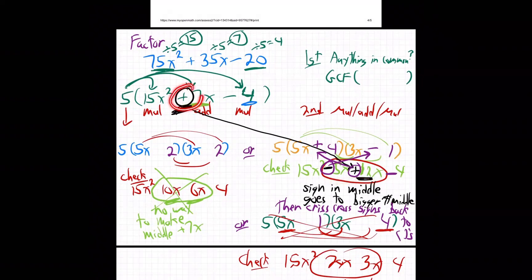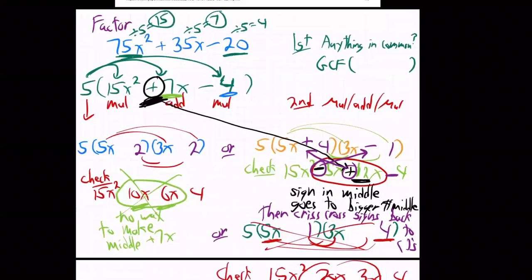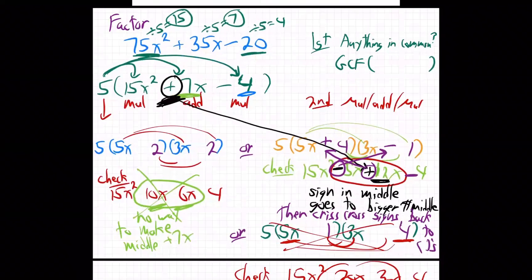How do you do the signs? Once we know we can do it, then we find the sign. Sign in the middle goes on the bigger. And then the other one had to be negative because plus 12 minus 5 is plus 7 in the middle. Then you crisscross the signs back to the parentheses. And there's our answer. So when all is said and done, the answer to this question, we put it in a nice big box here, is that right there. 5 times 5x plus 4 times 3x minus 1. There's the factorization.